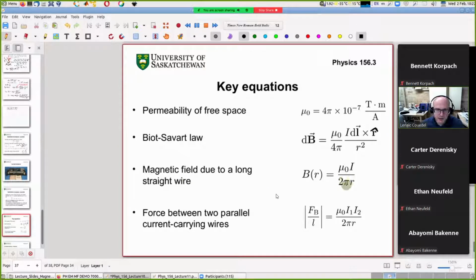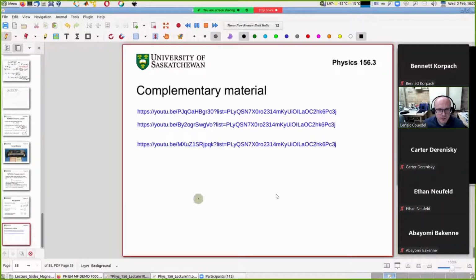The direction is given by the right hand rule. And the force per unit length between two current carrying wires, FB divided by L in absolute value, is mu 0 I1 I2 divided by 2 pi r. So if in the same direction it's an attractive force, if in reverse direction it's a repulsive force. So at the end of the slide, you find some complementary lectures from MIT that are covering the exact same topic. And now we're gonna jump to the second part of chapter 29.